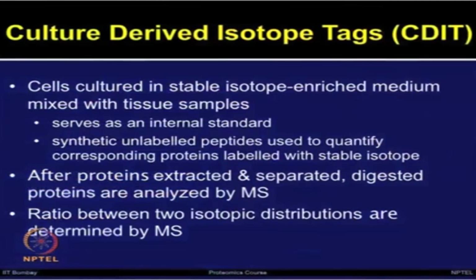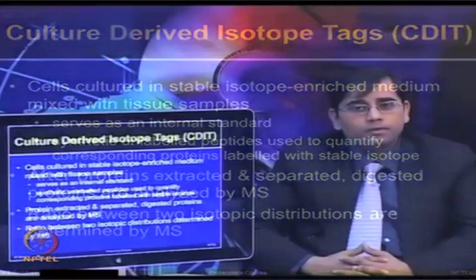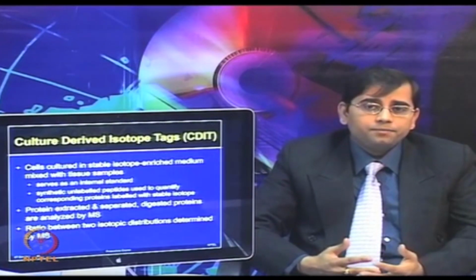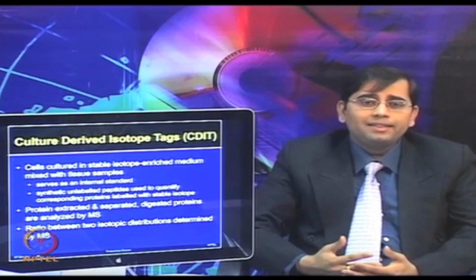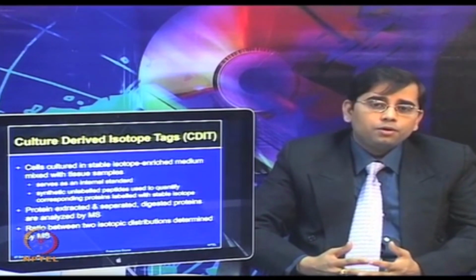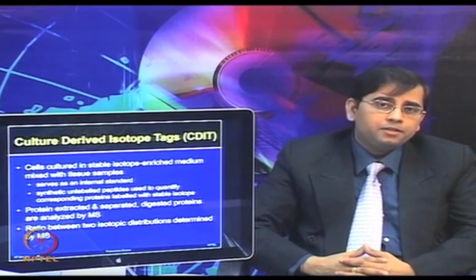Now, let us discuss culture derived isotope tags or CDIT. In this method, cells cultured in stable isotope enriched medium are mixed with the tissue samples, which serves as an internal standard. The synthetic unlabeled peptides can be used for the quantification of corresponding proteins which are labeled with stable isotopes. The proteins can be extracted and digested prior to the MS analysis. The ratio between 2 isotopic distributions can be determined by mass spec.